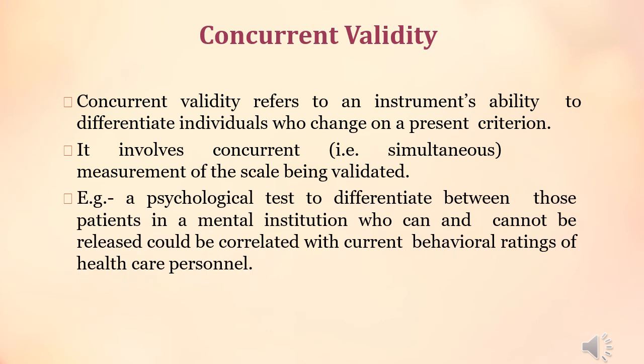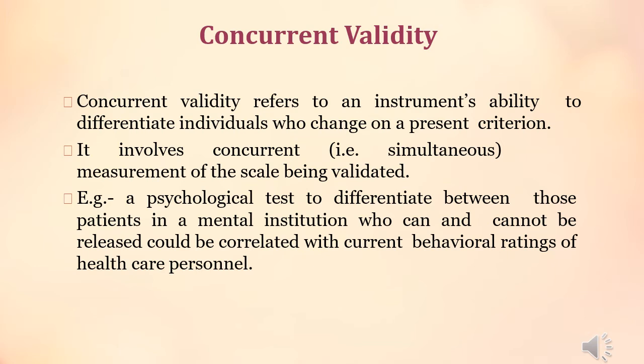Now next is concurrent validity. Concurrent validity refers to the instrument's ability to differentiate individuals based on a present criterion. It means the validity defines the difference between two things or two persons using only one instrument. So it involves concurrent, that is simultaneous, measurement of the scale being valid.